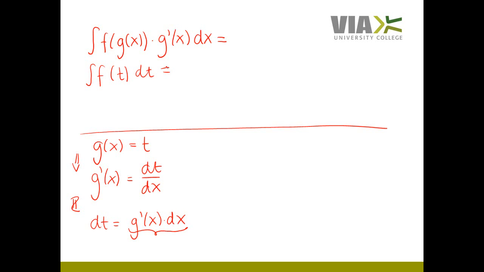Integrating f of t dt will then be equal to capital F of t added with our integration constant. And since t is equal to g of x, that will also be equal to capital F of g of x plus c. So this original given assignment, which looks quite complex, by substituting g of x to be equal to t, we end up with something which is much more simple for us to solve.